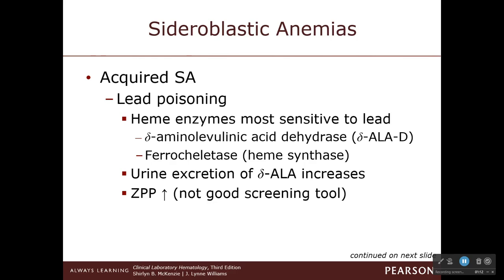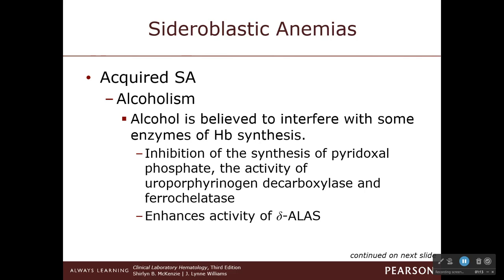Okay? So how do we diagnose it? Urine excretion for delta-aminolevulinic acid is what we look for. So you see increases in ALA in the urine, and then you can also do a ZPP on them. Okay? So it's also increased, but it's not a good screening tool. Okay? Questions? All right.